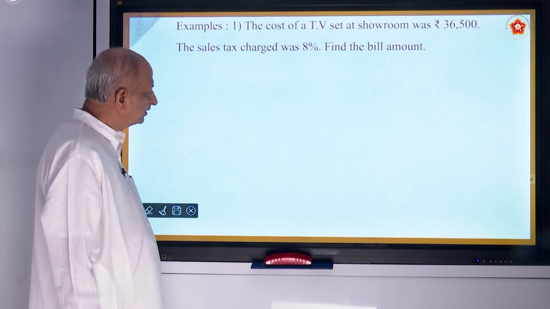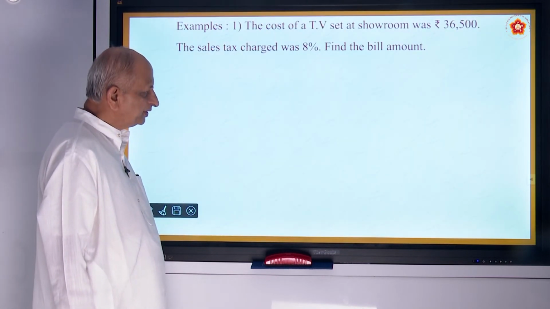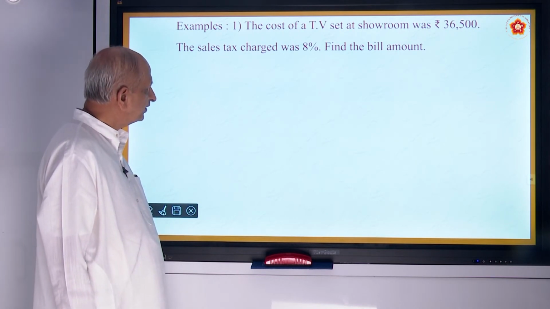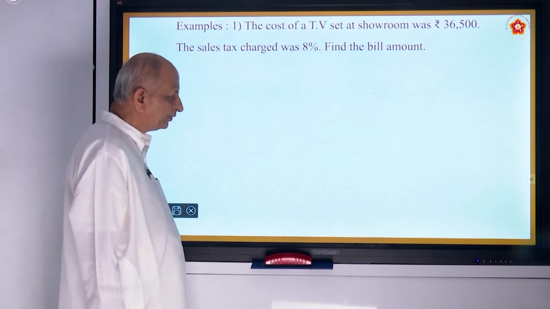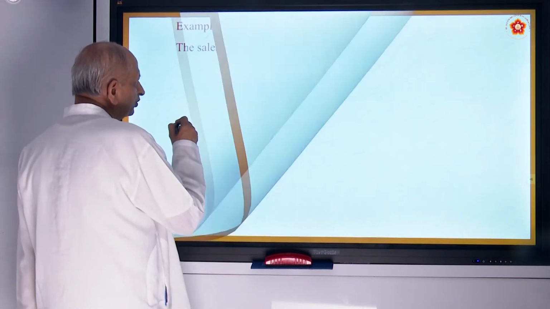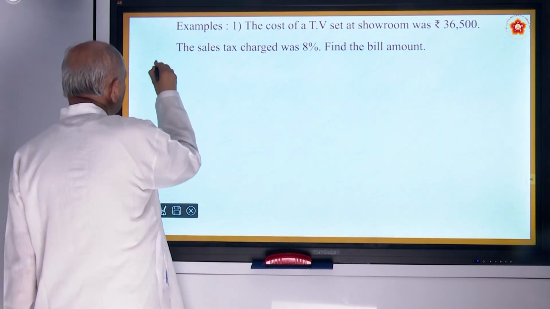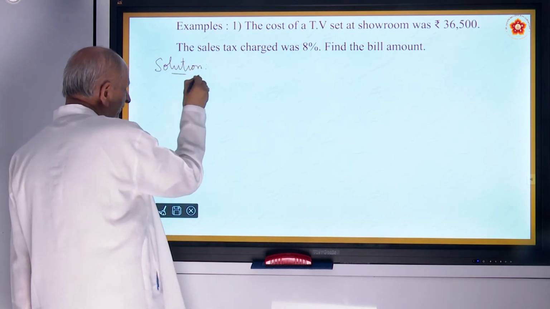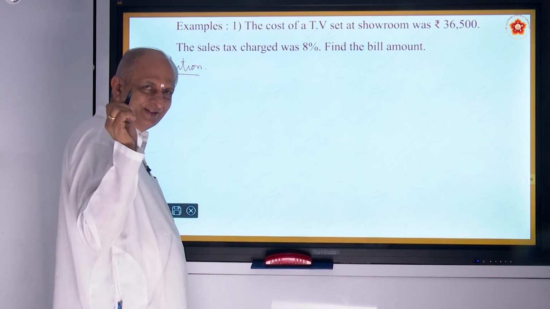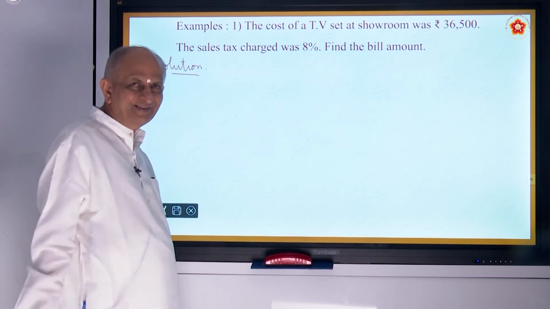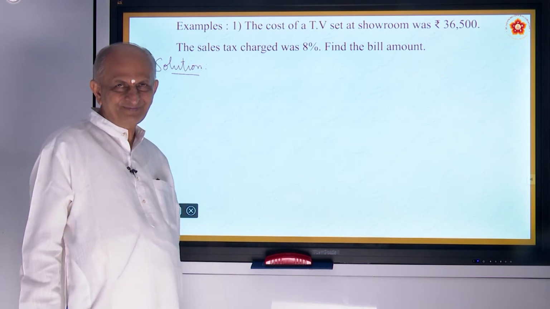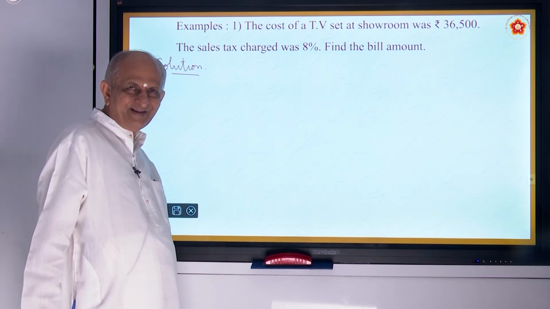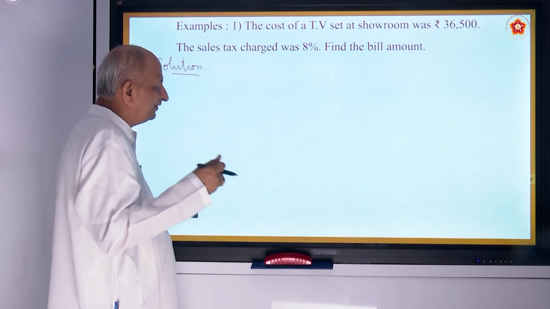Okay. The cost of a TV set in showroom is rupees 36,500. The sales tax charged was 8%. Find the bill amount. So cost of TV is colored TV. Nowadays nobody uses black and white. Everybody uses colored TV, and that too advanced. So many home theaters have come now. It looks like theater only. In home only they prepare theater. Correct? And there will be some small also. So there are different varieties of TVs now.